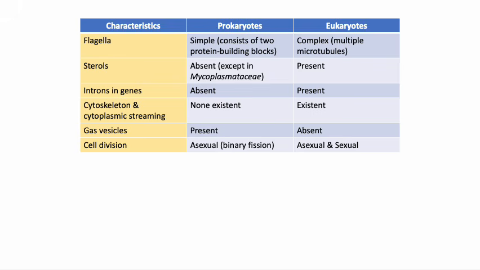Now, in terms of cytoskeleton and cytoplasmic staining, usually the cytoskeleton is present in eukaryotes while absent in prokaryotes. Now, the presence of gas vesicles is typically seen in prokaryotes. In terms of cell division, eukaryotes are usually complex. It follows asexual or sexual reproduction. While prokaryotes are much simpler, usually undergoing asexual division or reproduction through the binary fission process.